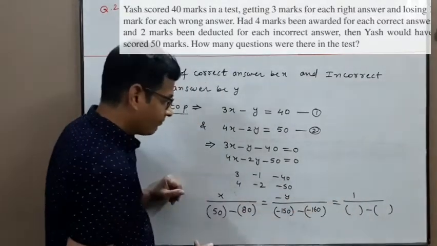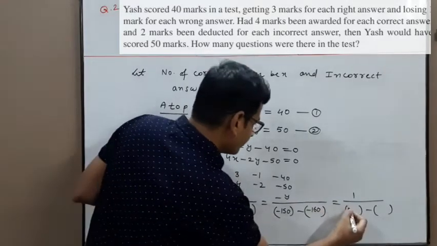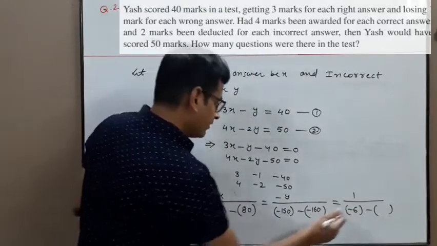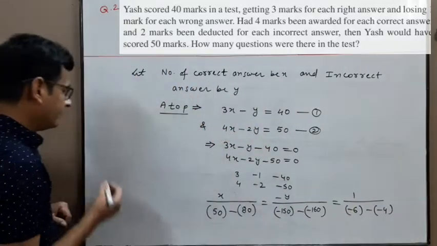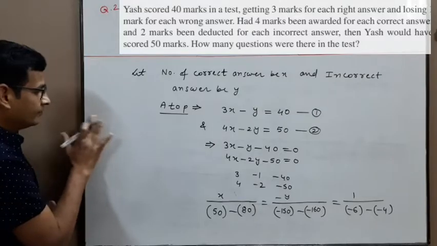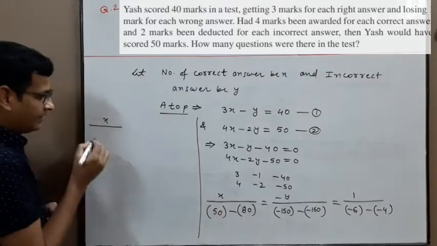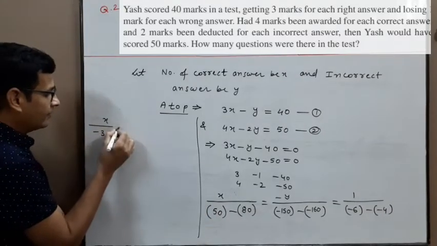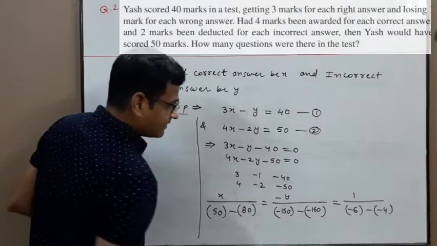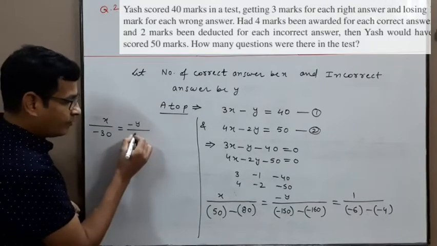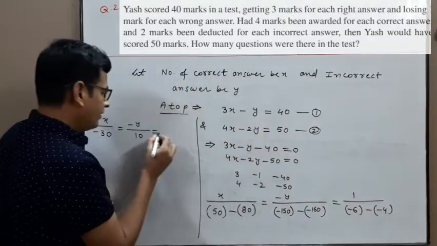Now 1 upon 3 into minus 2 minus 6 minus 4 into minus 1 minus 4. More simplify, x upon 50 minus 80, minus 30, minus y upon minus 150 plus 160, so plus 10, and 1 upon minus 6 plus 4, minus 2.